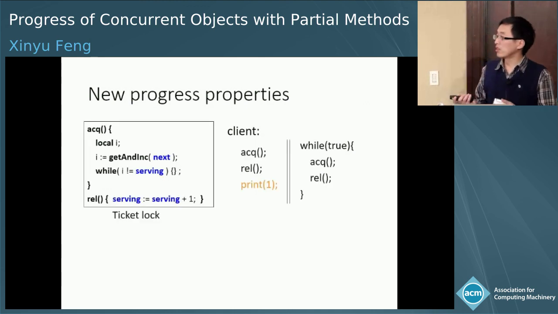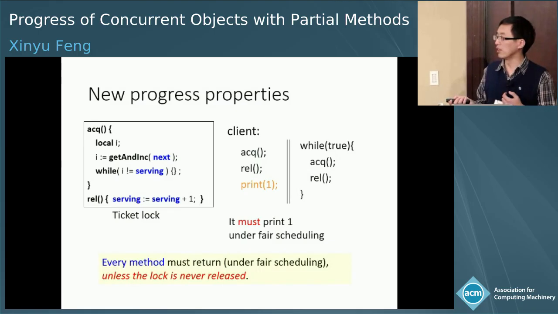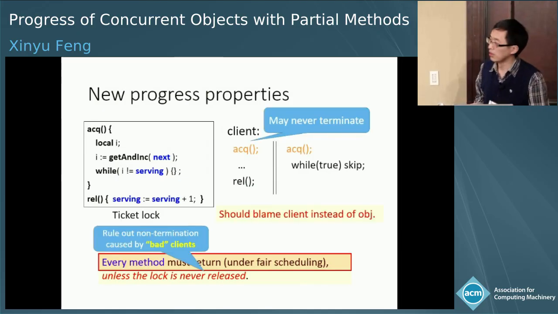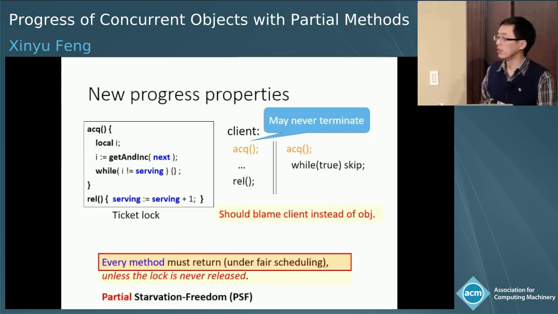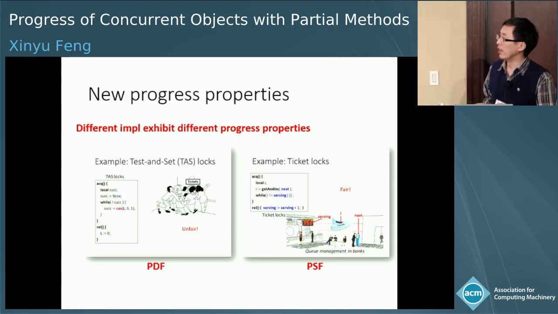And then for this ticket lock, it's fair, so we know that it must print out 1 in this case. But of course, we need fair scheduling. And so the guarantee here is that every thread must return under fair scheduling. And this is essentially the standard starvation-freedom definition. And again, we need this side condition to rule out non-termination caused by a bad client. So this is a weaker version, which we call partial starvation-freedom. Okay. So now we have PSF and PDF. So test lock satisfies PDF, and ticket lock satisfies PSF. So we can distinguish them.